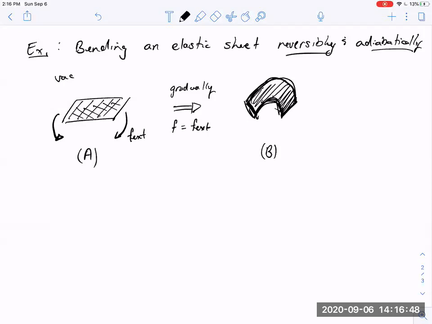Now to do this, to bend the sheet, I had to apply a force, so there is going to be some amount of work that was done. So that's some positive number. That there was no heat flow means dQ was 0. If dW is positive, that means that the energy of the system must have increased. EB is greater than EA, but it's reversible, so the entropy must not have changed.